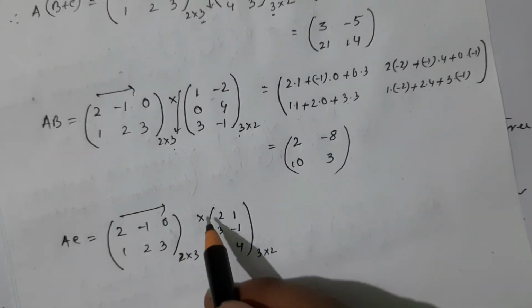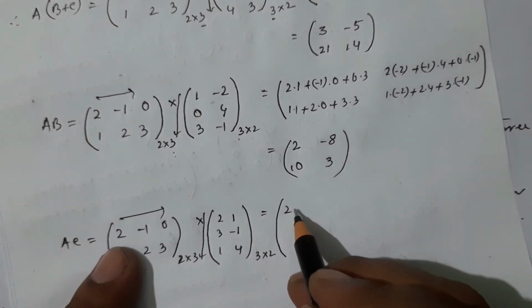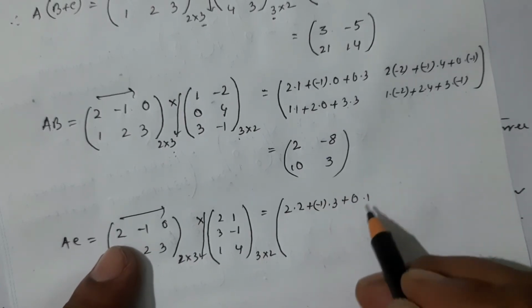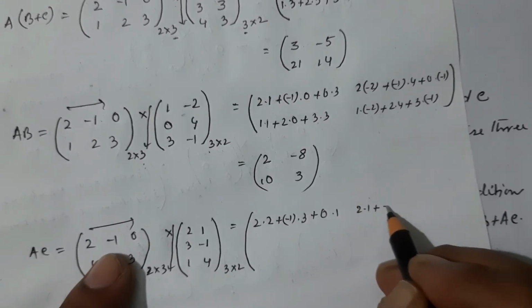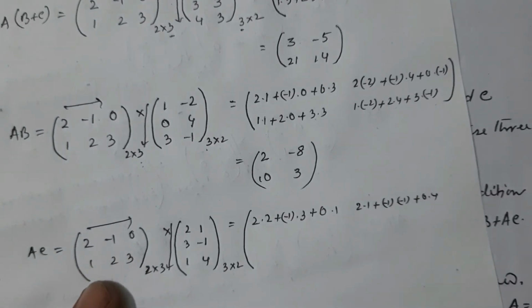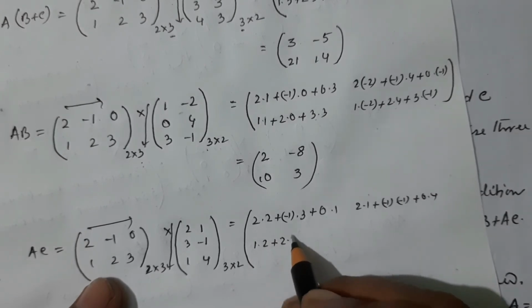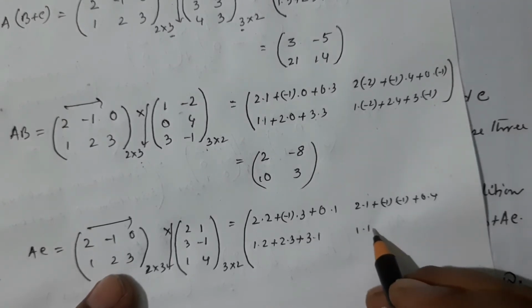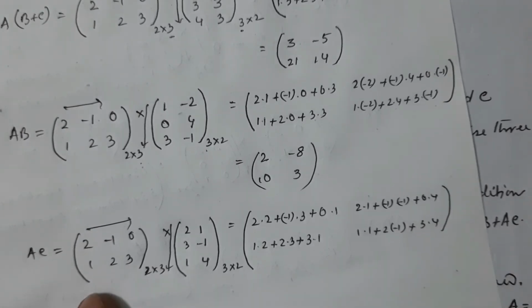So we multiply row and column and we get, first row first column: 2 into 2 plus minus 1 into 3 plus 0 into 1. First row second column: 2 into 1 plus minus 1 into minus 1 plus 0 into 4. Second row first column: 1 into 2 plus 2 into 3 plus 3 into 1. Second row second column: 1 into 1 plus 2 into minus 1 plus 3 into 4.